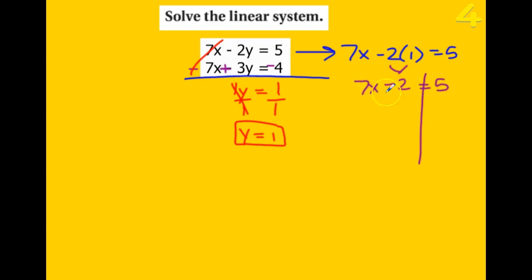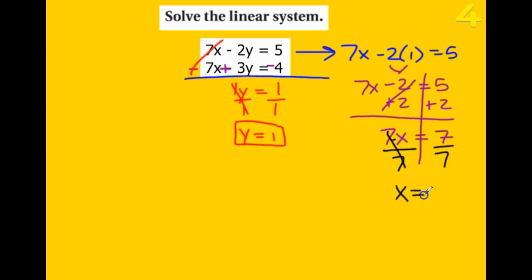So we want x by itself, get rid of your addition or subtraction, so add 2. We get 7x equal to 7. And then last, divide by 7. Get rid of this multiply. So we get x equal to, well, 7 over 7 is 1. So this one, your answer is 1, 1.